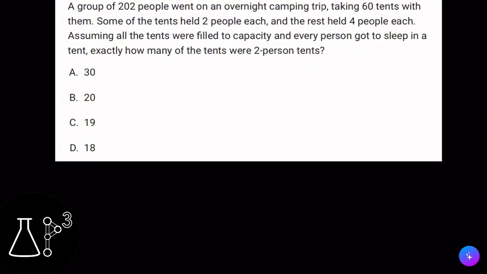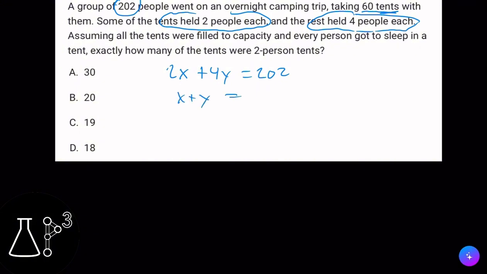We're given that the total number of people is 202, that each tent of one type holds 2 people, and each of the rest holds 4 people. So I can make an equation: 2x for the people staying in tents that hold 2 people, plus 4y for the people staying in tents that hold 4 people, equals 202 people in total. And there are 60 tents in total, so x plus y equals 60. X corresponds to the tents that hold 2 people, and y corresponds to the tents that hold 4 people.